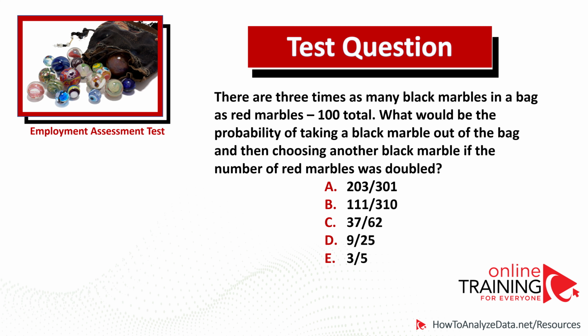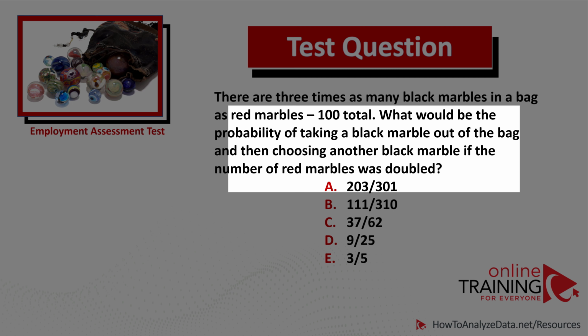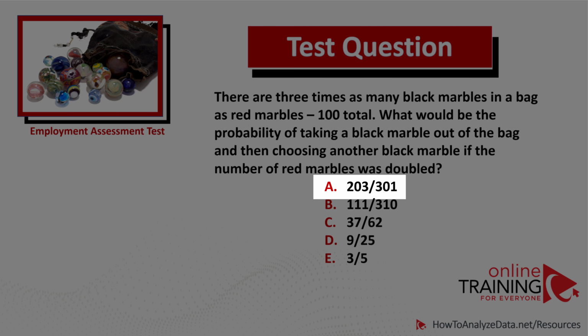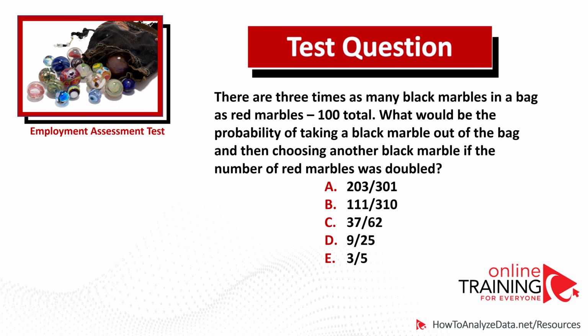Let's look at a very tricky question, which is often used as part of advanced tests. There are 3 times as many black marbles in a bag as red marbles, with 100 total. What would be the probability of taking a black marble out of the bag and then choosing another black marble if the number of red marbles was doubled? And you have 5 different choices: 2/3, 1/3, 1/10, 3/10, 9/25, or 3/5. Do you think you know the answer? Let's see if we can get to the correct solution together.